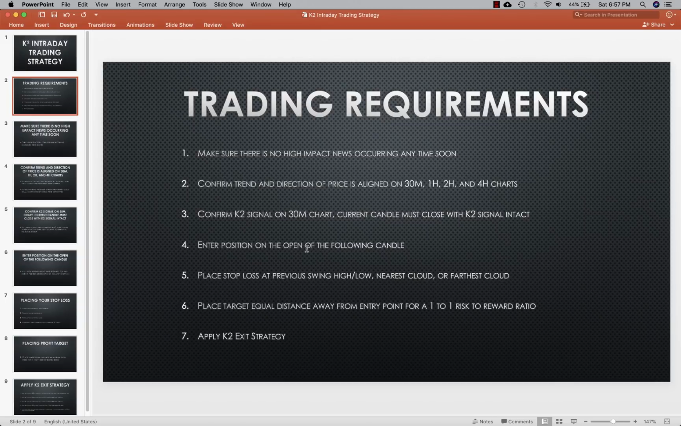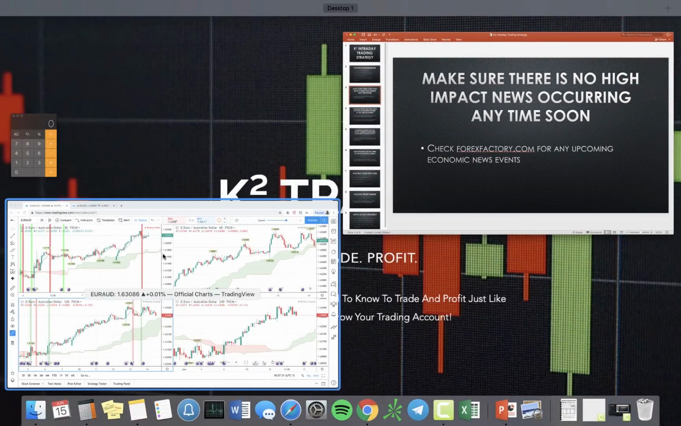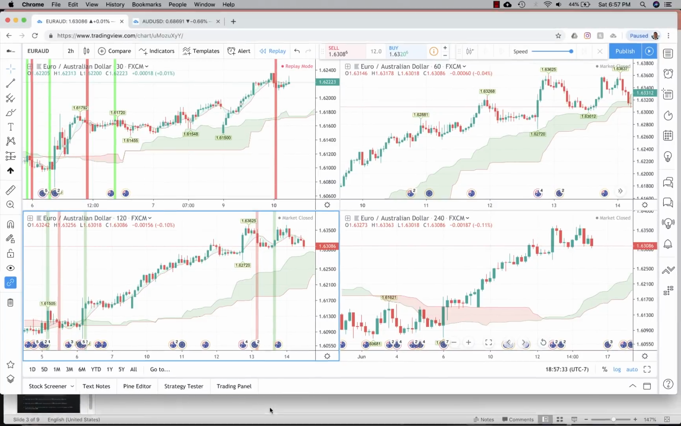And then once you're in your position, you can apply the K2 exit strategy. That way, you'll be able to minimize, if not eliminate, all your risk and maximize your profits. So let's start with the high impact news. First, you're going to have to make sure that there's no high impact news occurring anytime soon. You can find this by going to forexfactory.com. And you can look if there's any upcoming economic events. So let's see, I'll pull it up for you guys.